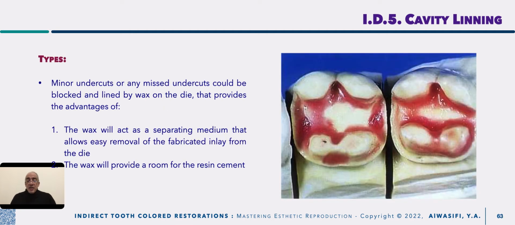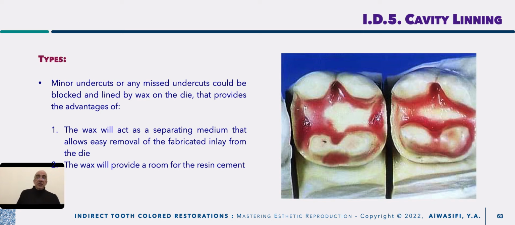What is the type of material you could use to block out undercuts? If you discover a minor undercut after impression and construction of the removable die, it could be lined with wax. In this condition, the wax will act as a separating medium that allows easy removal of the fabricated inlay from the die, and the wax will also provide room for the resin cement. Okay, this is the advantage of using wax, in the case of a minor, clinically unnoticeable undercut.